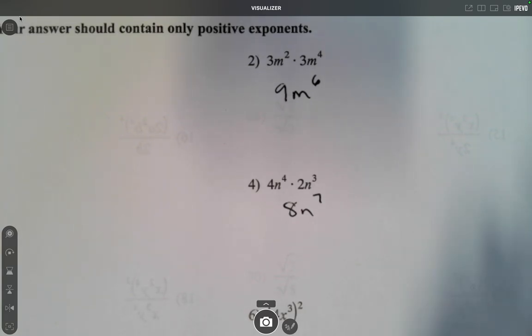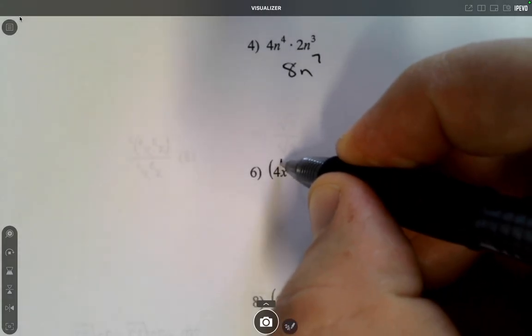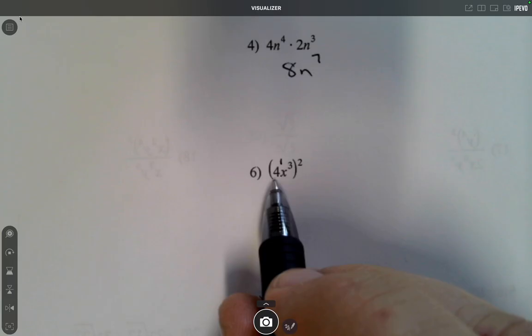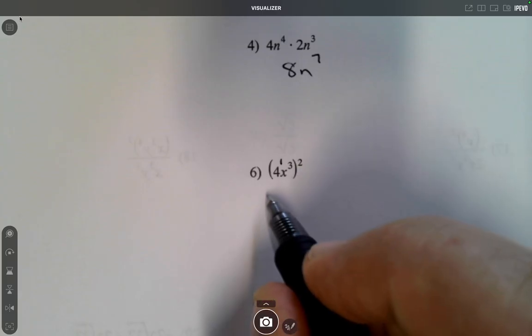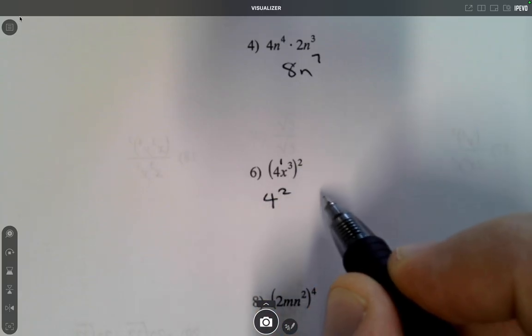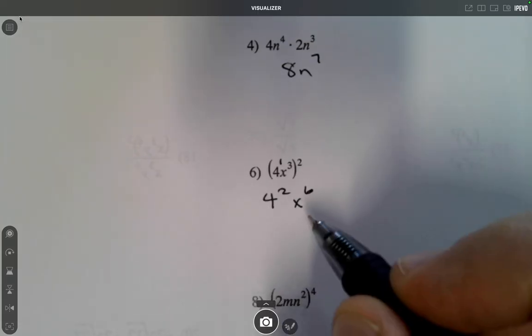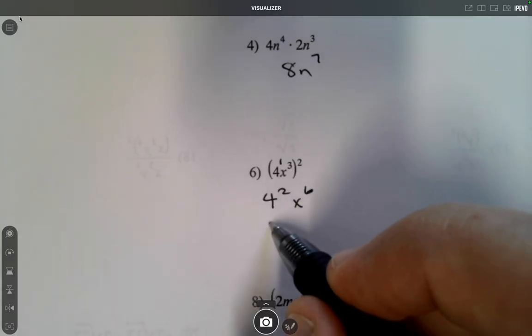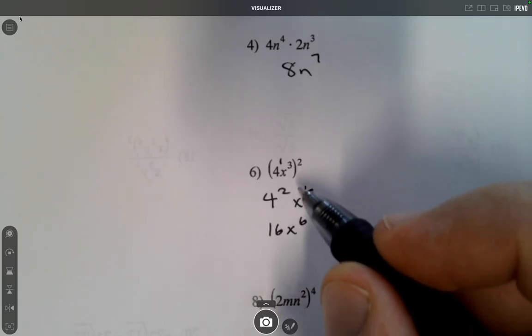Number 6, we're using the rule where we have an exponent outside the parentheses. This is where we multiply the exponents together. Remember, there's always an exponent even if one is not written. So this is 4 to the first. So 1 times 2 is 2, giving us 4 squared. 3 times 2 is 6, giving us x to the 6th. I would accept this answer. You could also type 4 squared in your calculator and give it to me this way. So I would accept either one of those.